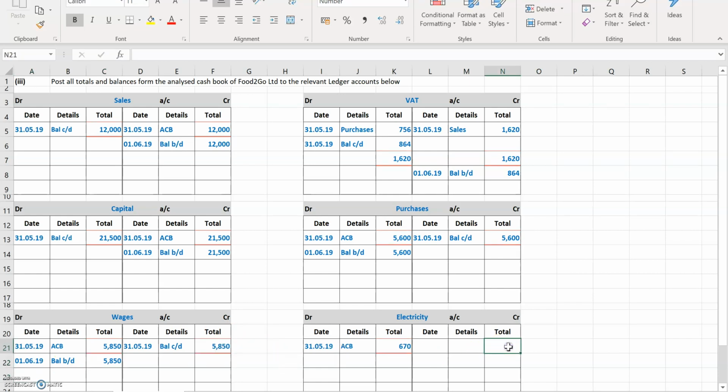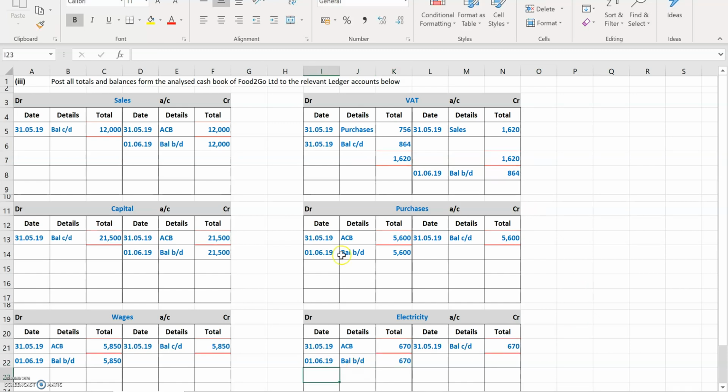5,850. And the last one then, electricity, we've got 670 on the debit side. So you need to put 670 on the credit side. What's the date? End of the month, 31st of the 5th, 19. It's going to be your balance carried down figure. Where's it carried down to? The next month, 1st of the 6th, 19. Balance brought down, and it's 670.